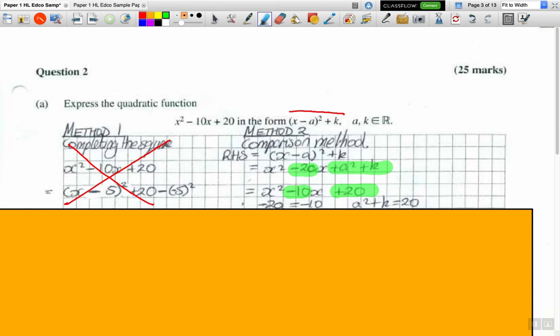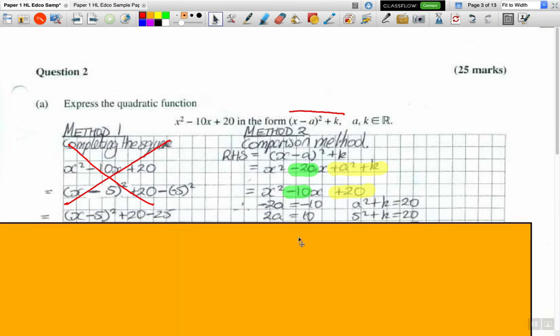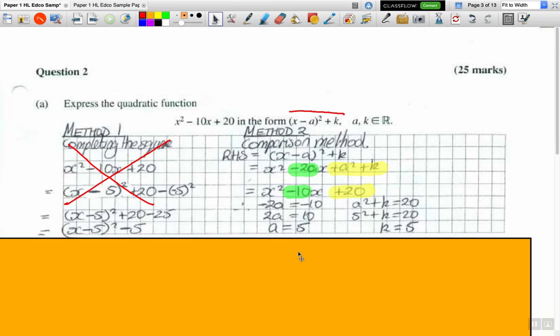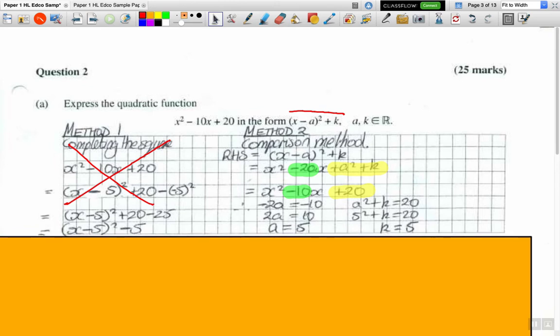Now that might have been better if I'd done that in a different colour, so I'll just change that. And my plus a squared plus k is equal to plus 20. Consequently, you've now got minus 2a is equal to minus 10. Change the signs. 2a equals 10, divide by 2 to get 5, and I've got my value of a, which I can then substitute into here. So a becomes 5, so a squared becomes 5 squared, plus k equals 20, because 5 squared is equal to 25.